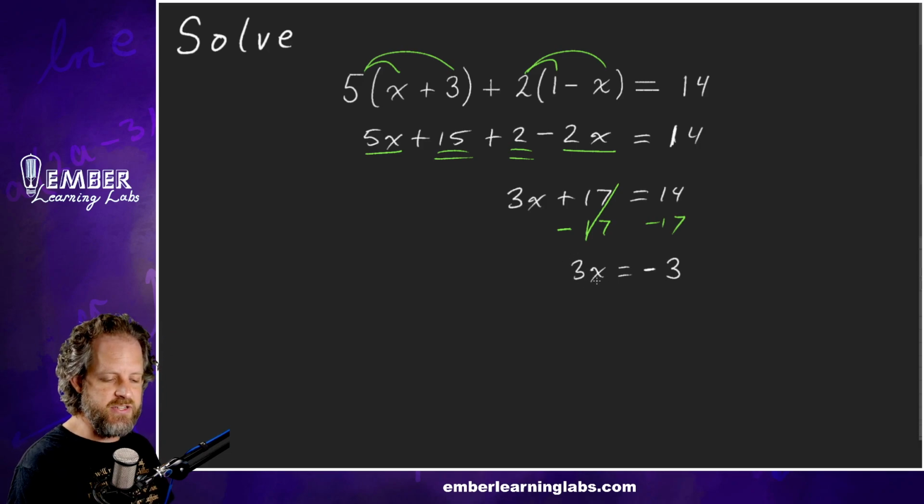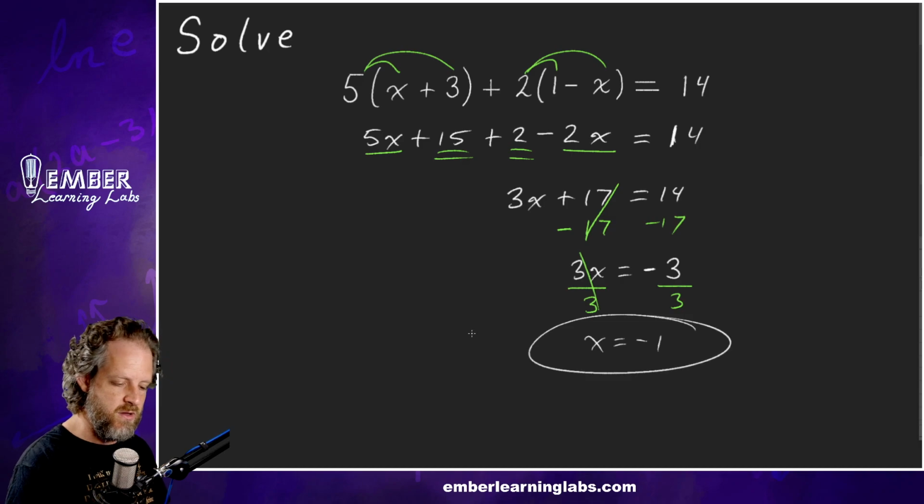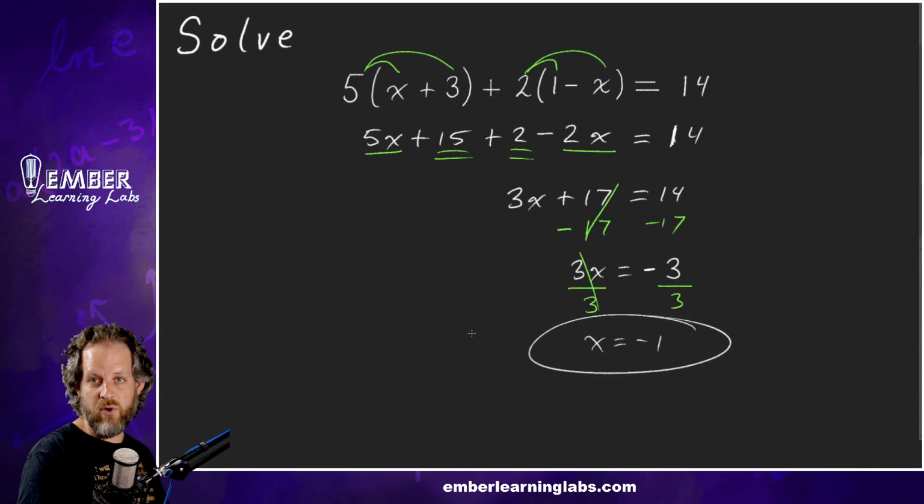How is this 3 attached to the x? It is multiplied, so we get rid of it by dividing. We're going to divide by 3, and we're going to divide by 3 over here. So x equals, what is negative 3 divided by 3? Well, it's negative 1. No problemo.